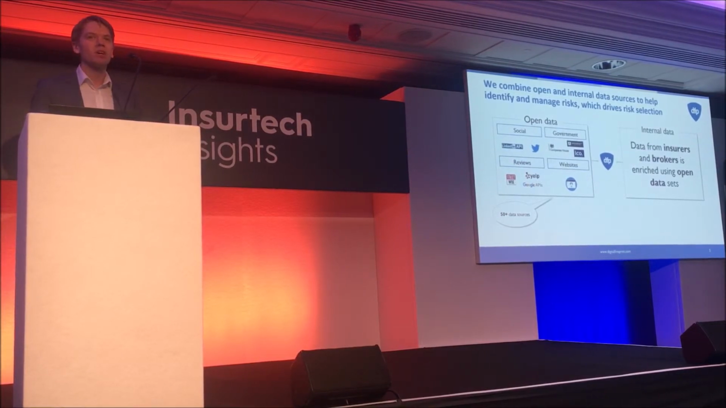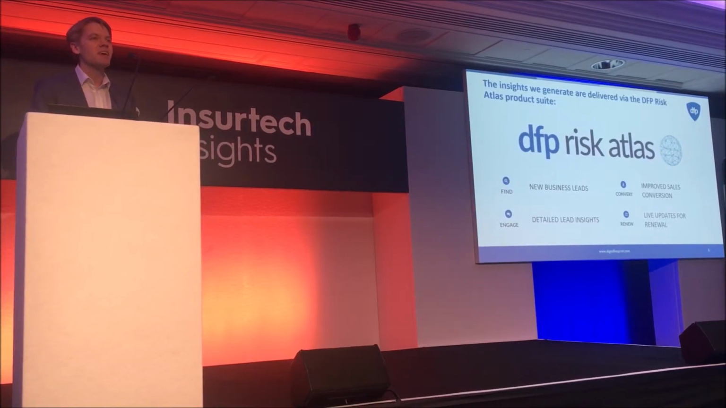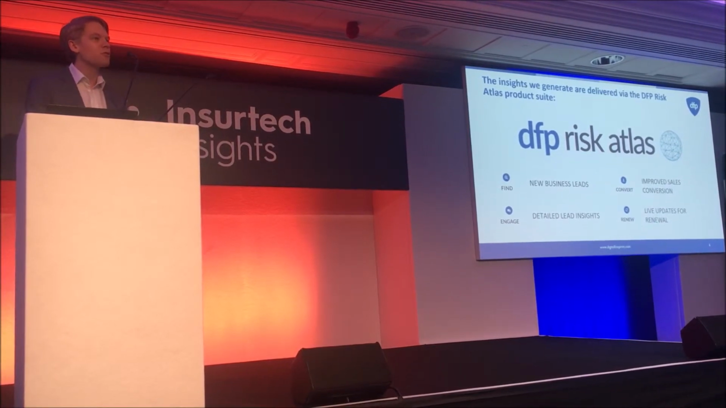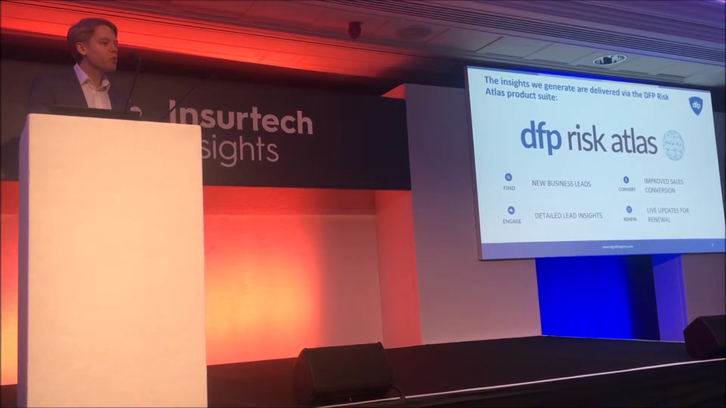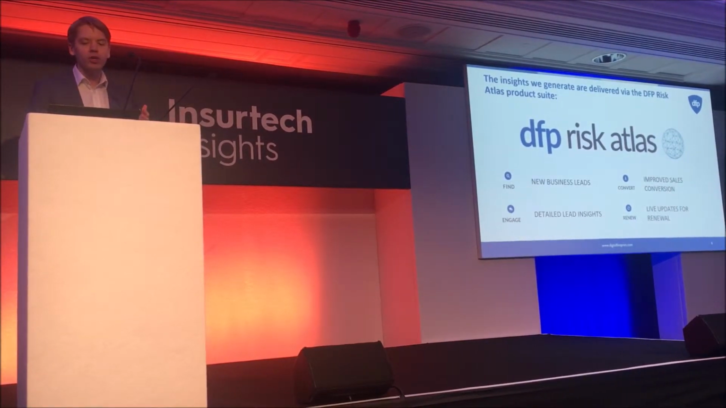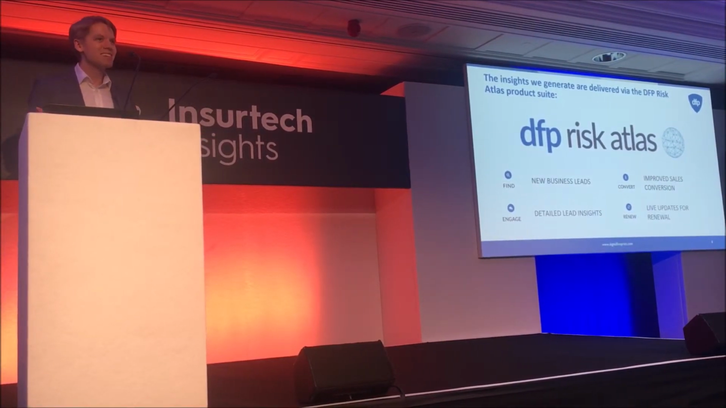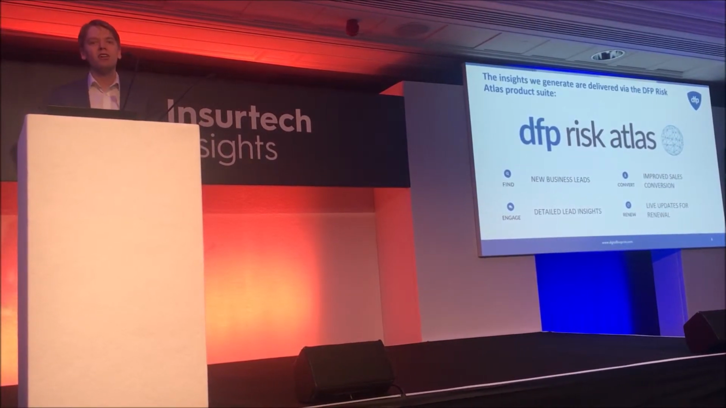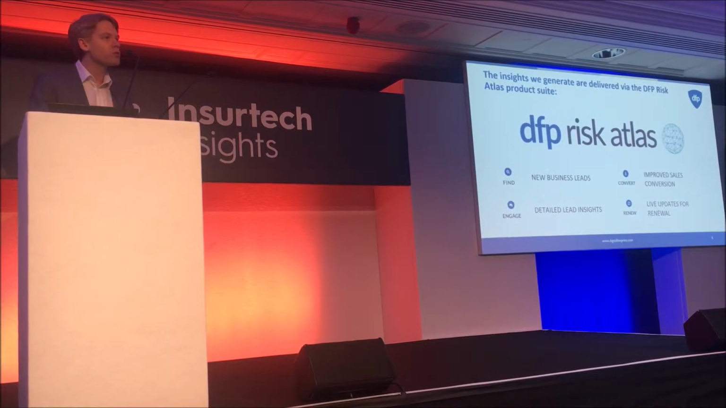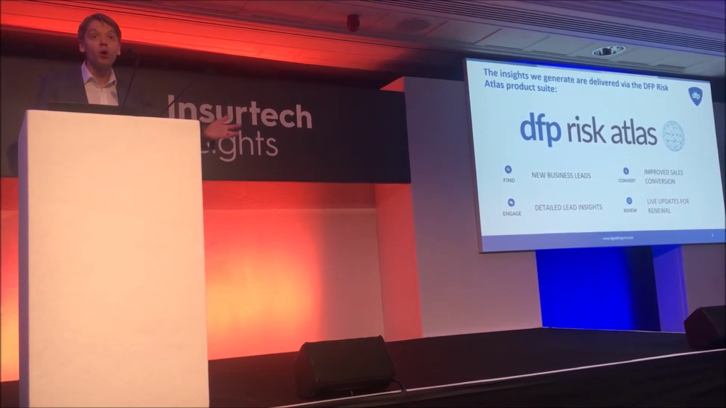That data asset is what we call DFP Risk Atlas. And insurers can use it in many different ways to help with their distribution efforts. We call the four most common ways: find, engage, convert, and renew. Find really does what it says, it's about finding new customers. Engagement means looking into detail on what it means for those customers, what risks are they facing, and how can you as an insurance company or a broker help them manage that risk.